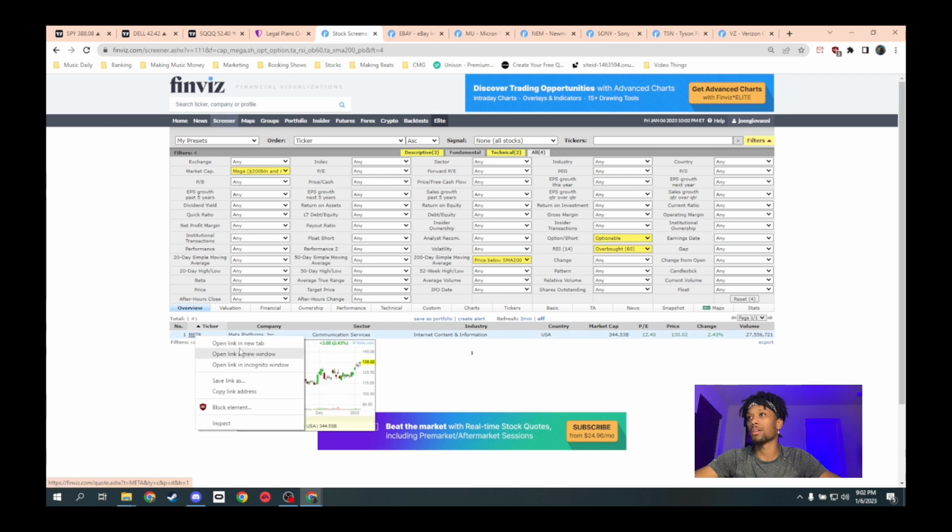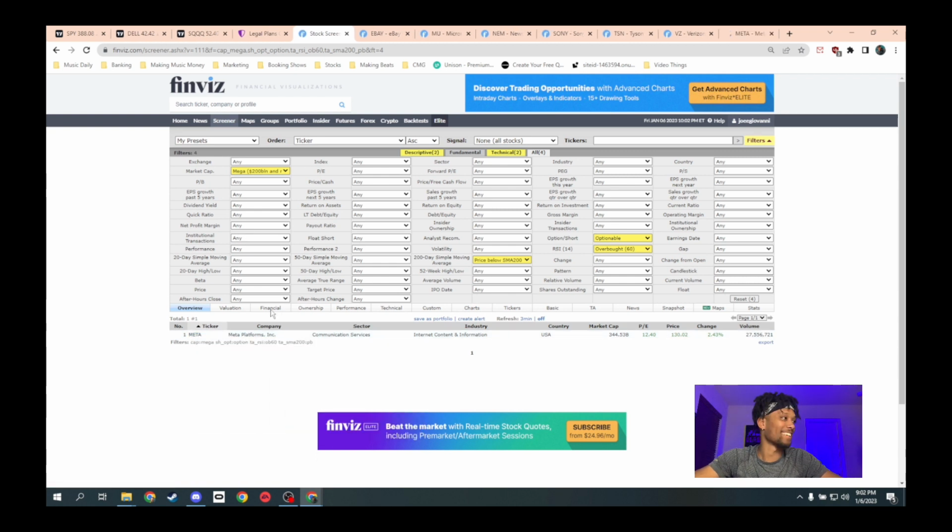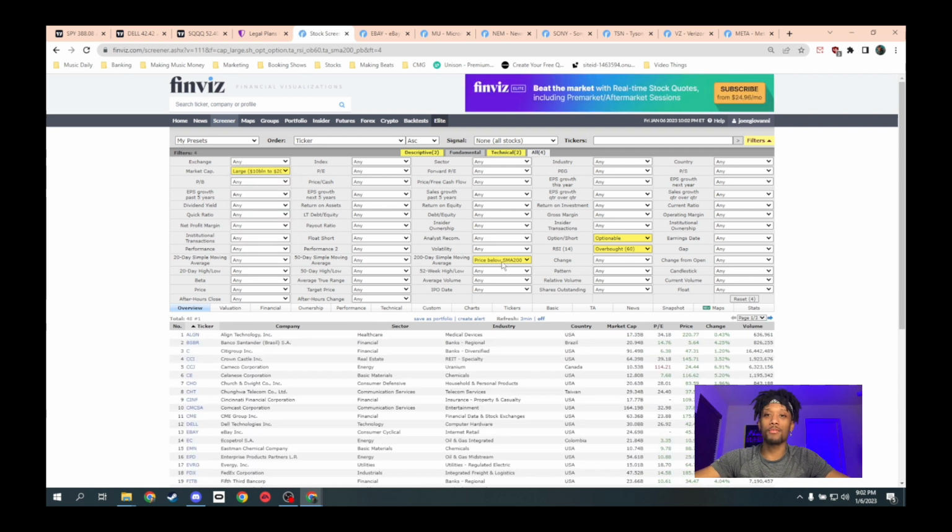Of course, Meta's below the 200. I get so happy when I see Meta not doing good. I don't know why. I just get happy to see that. They ban me every time I say something on Facebook. That's why, probably.